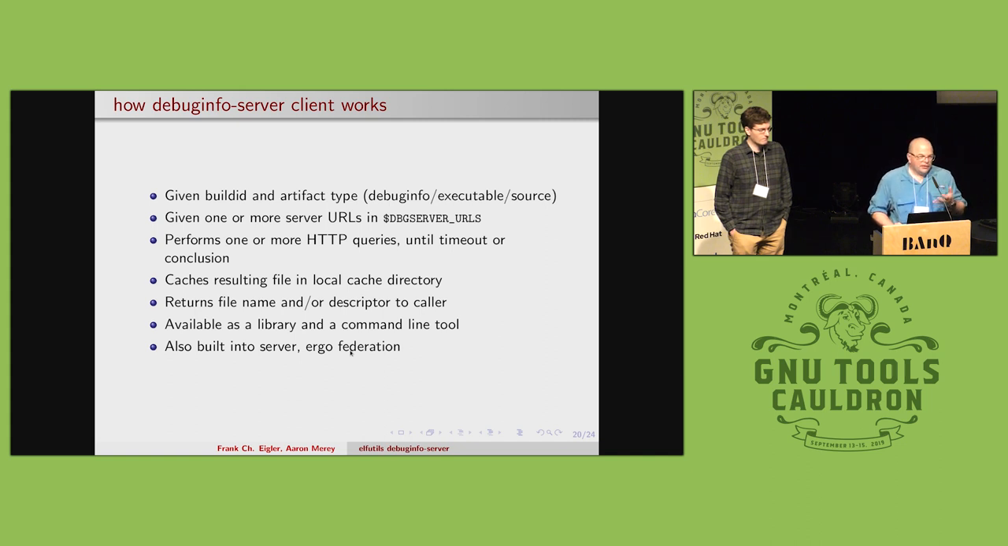Any files it downloads, it manages in a little local cache, which is time limited, and we're going to manage it all to be sane. But basically the local client has a file descriptor or a file name into the cache, which it can then use as long as it likes. The fun stuff here is that the client code is also built into the server, and that enables all kinds of other fun stuff.